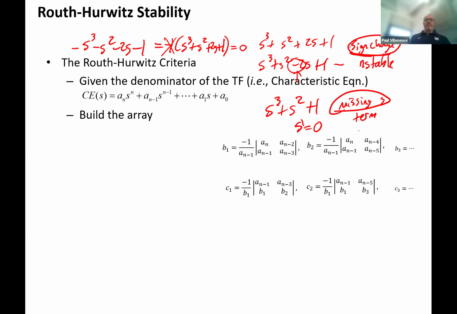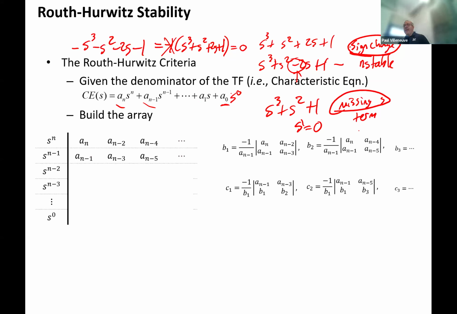We're going to build an array, and it's based on these coefficients. We have a_n. Notice we just multiply the s term times whatever coefficient we want. We have a_n, a_(n-1), all the way down to a_0, which multiplies s to the 0, which is the same thing as 1.